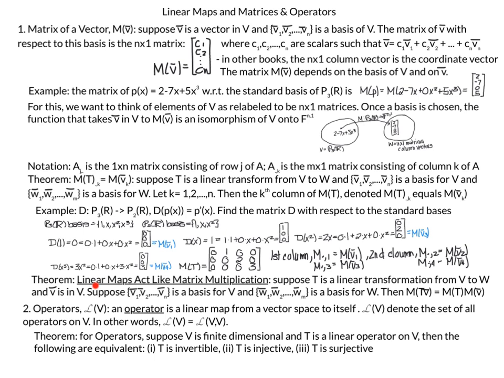We had this theorem that said linear maps act like matrix multiplication. And then finally, we discussed operators, which is a linear map from a vector space onto itself. In other words, L(V) is equal to the set of linear maps from V to V. And finally, we had this theorem for operators. So suppose V is finite dimensional and T is a linear operator on V. Then the following are equivalent: T is invertible, T is injective, and T is surjective.